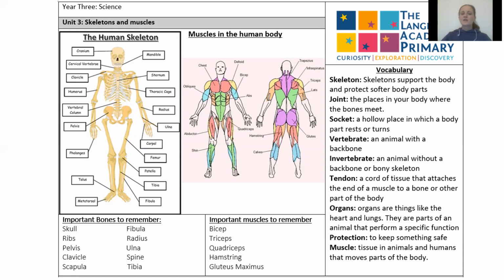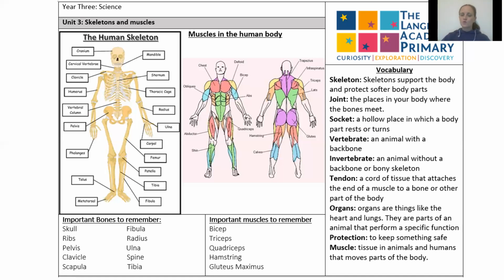Next week, we are going to be looking at the muscles found in the human body. That diagram shows you the specific muscles that we have in our bodies that help us to move and help us to run and walk and move certain parts of our body, like our arms and our legs. Most importantly, we need to learn about the biceps, the triceps, your quadriceps, your hamstrings, and your gluteus maximus muscles.